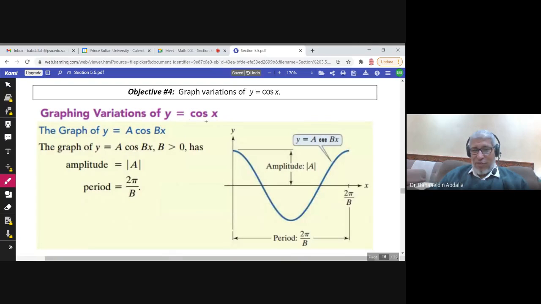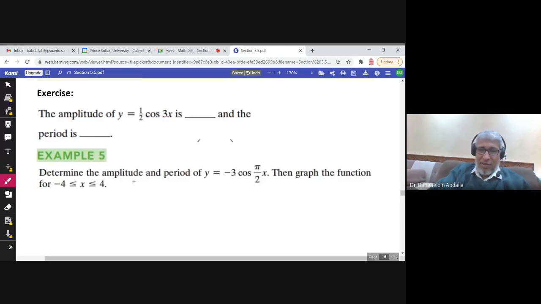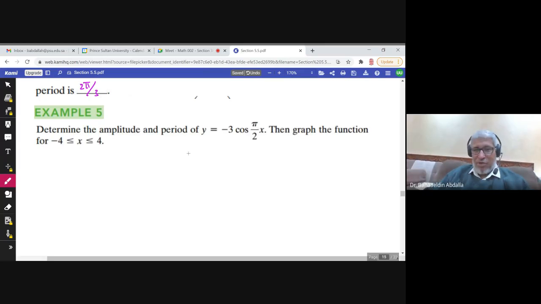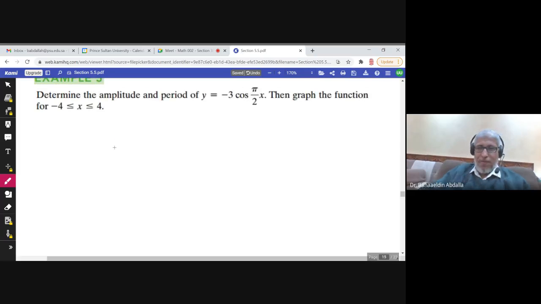How would we graph cosine? The same way we graphed sine x. The amplitude is the absolute value of A. The period is 2 pi over B. So what is the amplitude of this function? Absolute value of half, which is half. What is the period? B is 3, so it's 2 pi over 3. Determine the amplitude and period, then graph this function from negative 4 to 4. Yalla, let us do it.